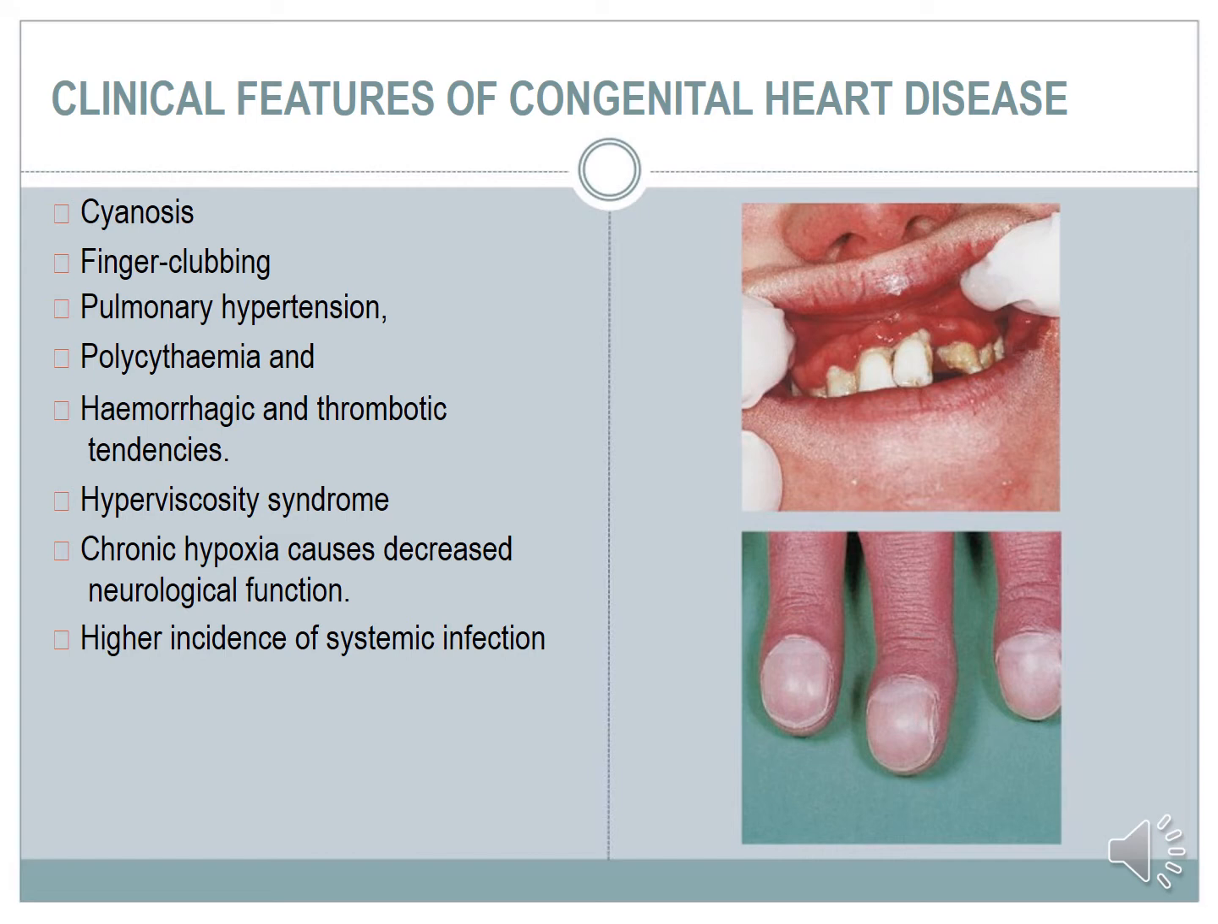The common clinical features of congenital heart disease are cyanosis, finger clubbing, pulmonary hypertension, polycythemia, hemorrhagic and thrombotic tendencies, hyperviscosity syndrome, and chronic hypoxia causing decreased neurological function, with a higher incidence of systemic infection.